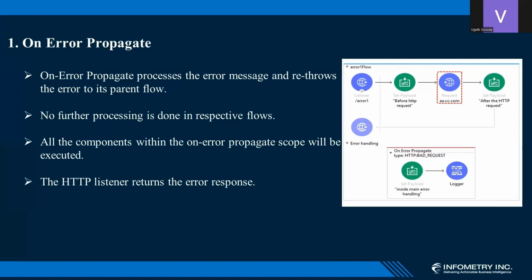As I discussed, all the components that we define within on error propagate will be executed. And at the end, the request will go to the error listener. At that time, it will throw an error back to the user with a 500 internal server error, with the appropriate error type and error message.